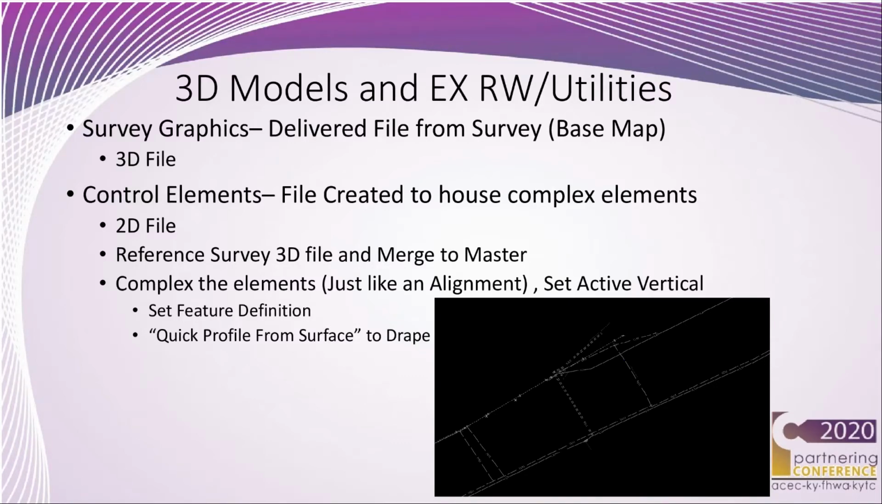Once you get your base map, you're going to create a new file called a control elements file. And in this file, you're going to reference in your survey, merge the master, so you can just get the graphics. And once you get the graphics, you then treat those graphics as an alignment. Because the only way currently to make your utilities work inside of a file in the cross section is to treat them like an alignment. So you have to have a horizontal, vertical, and a profile for each one. You want to make sure the feature definition is set correctly as well, because the feature definition is what controls.